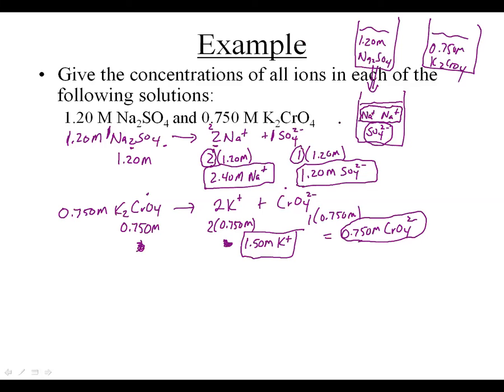Obviously, it's not additive. So if you add 2.4 plus 1.2, you don't get 1.2. Concentration doesn't work that way. It's not additive in the sense that adding up all the ions gives you the overall concentration. It's just a relationship in terms of how concentrated the solution is for this ion and how concentrated it is for the other ion. So sometimes people are confused by that.